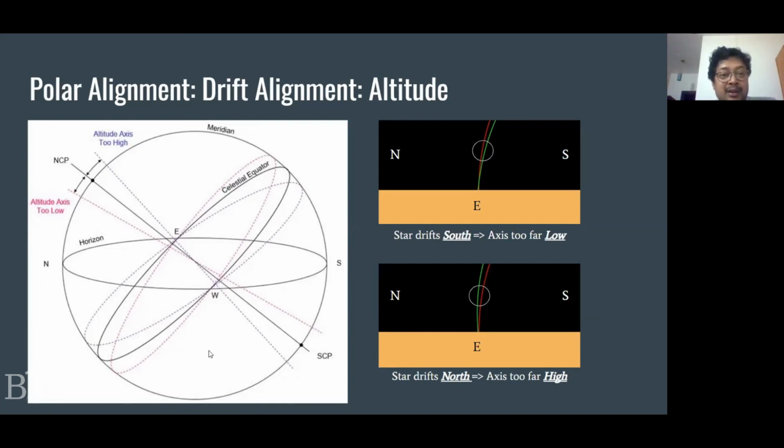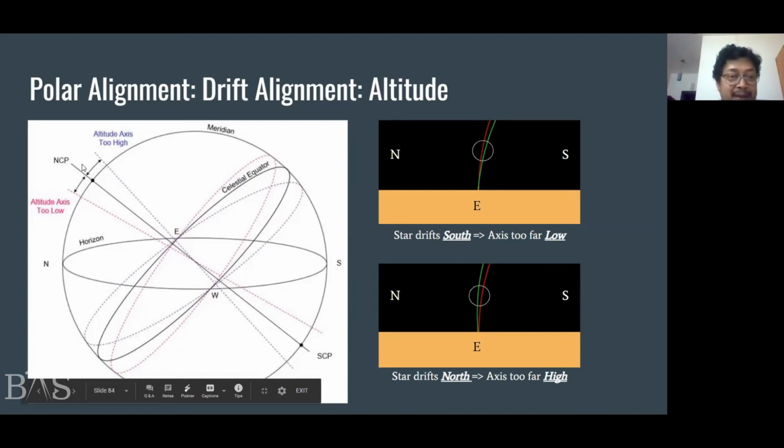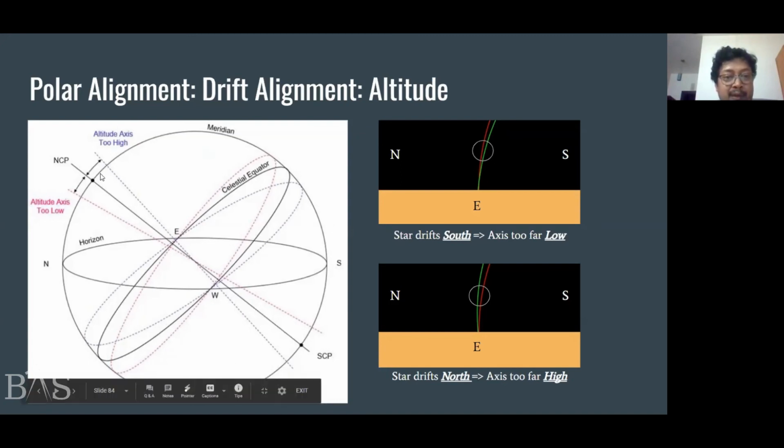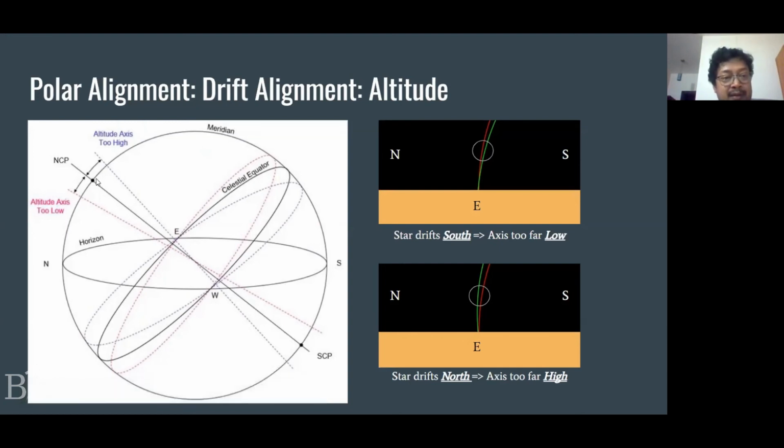So I'm going to explain things pictorially. The solid line here is the way the stars are in the sky. Let's say the true NCP is here, and the dotted line is where your telescope axis or mount is pointing. Either we are talking about altitude error, so either you could be too high or too low. Let's take that you're too low.